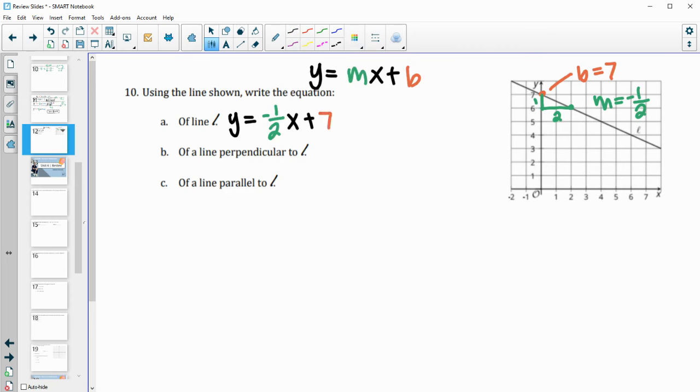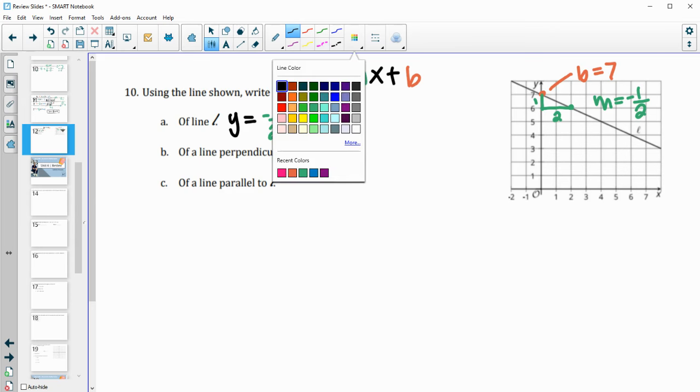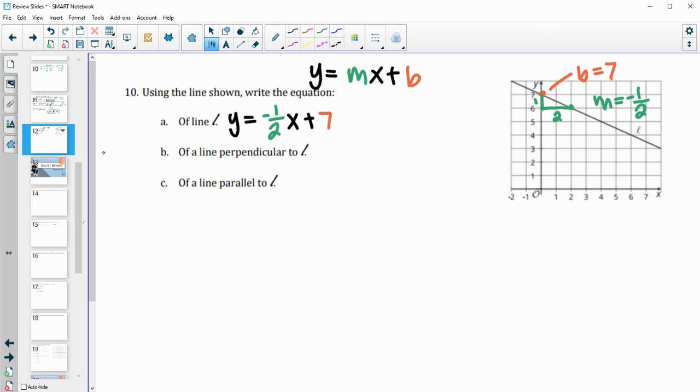You can also pick any point you want and put it into point slope form like we did on the last one as well. Then you want to write the equation of any line perpendicular to this one. So it doesn't matter what you choose. The only thing that will matter is the slope. So when you write your equation of your line, your slope needs to be the opposite reciprocal of negative 1/2. So for the perpendicular slope, the slope is going to be positive 2.